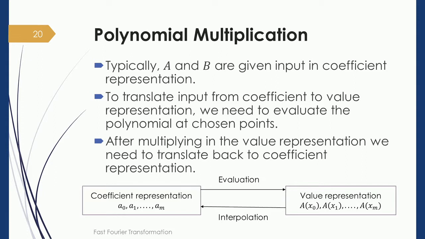And once we perform this evaluation, we get the point value representation, which is nothing but the representation of the polynomial in the chosen Lagrange basis. We can then perform polynomial multiplication in O of m time. But then after the polynomial multiplication is evaluated in the Lagrange basis, we need to translate the point value representation of the product polynomial c back to the coefficient representation.